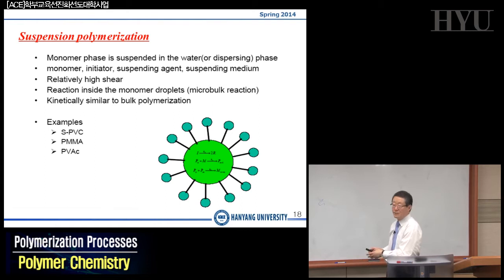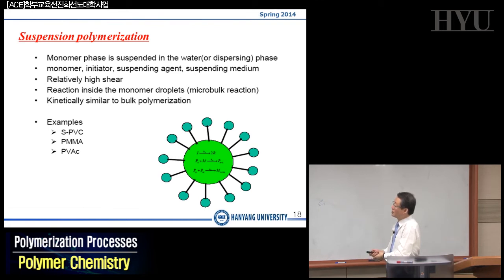So, shear means mixing. Okay, shear. If you have a very high shear stress, that means that you have a large stirring or mixing. So by mixing those monomer, initiator, and suspending agent, which is the detergent, and suspending medium, which is usually the water, then you mix at a very high speed, then you can form the polymer inside of those droplets of your monomers and so on, okay, with the others.